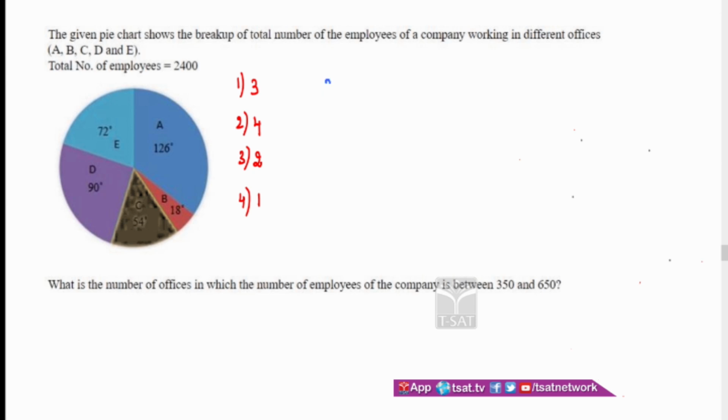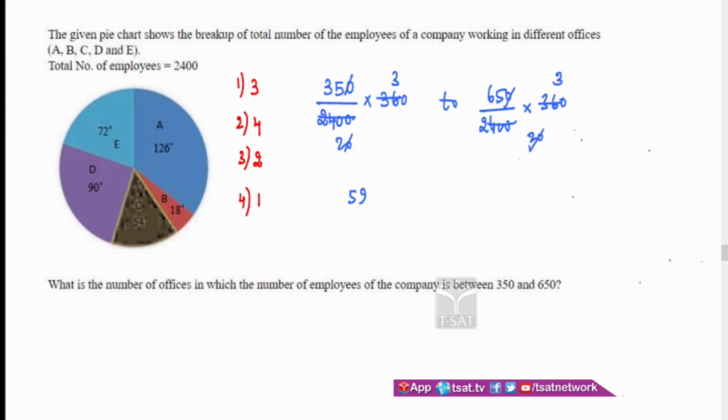By simply taking the data given, 350, first convert it into degrees by the total data, which is 2400. If you want to convert it into degrees, then multiply it with 360. I want 650 by 2400 into 360. Cancel it in the 12 table, there is 3 by 20 we will get. Anyway, the extra 0 will also be gone. All you have to do is 105 divided by 2 is 52.5. This is actually 52.5 degrees to 195 by 2 is 97.5 degrees.